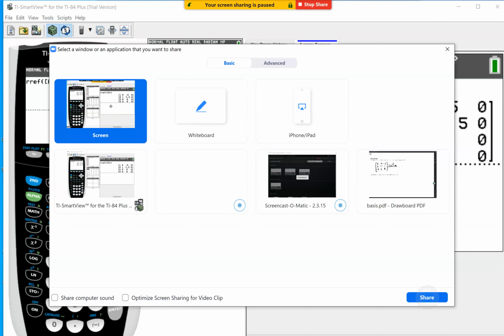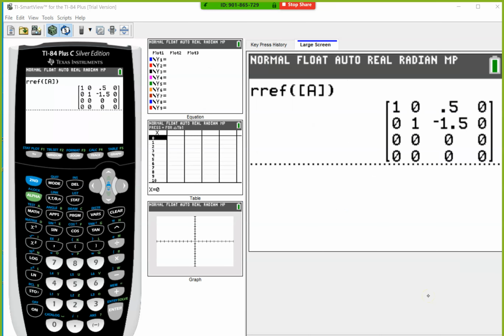Oh, that's what I should be doing. That would make more sense. All right. Can everybody see my matrix?